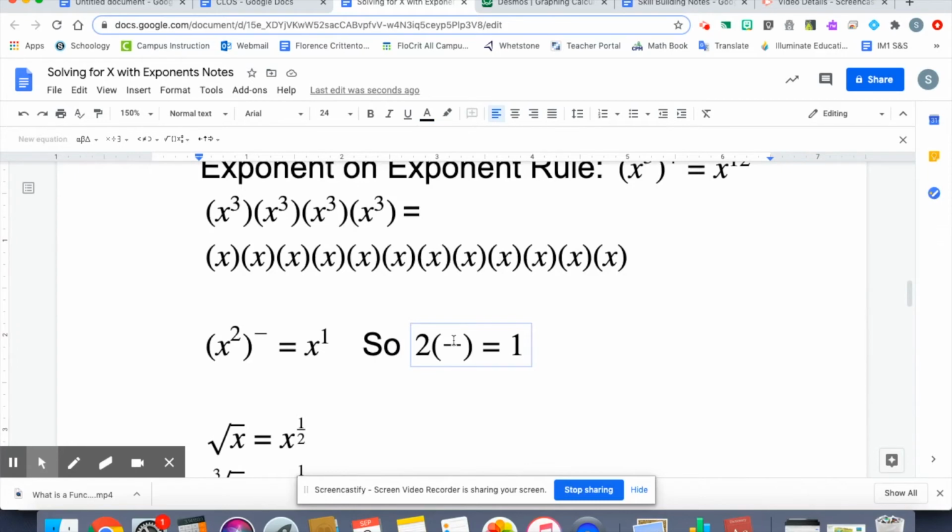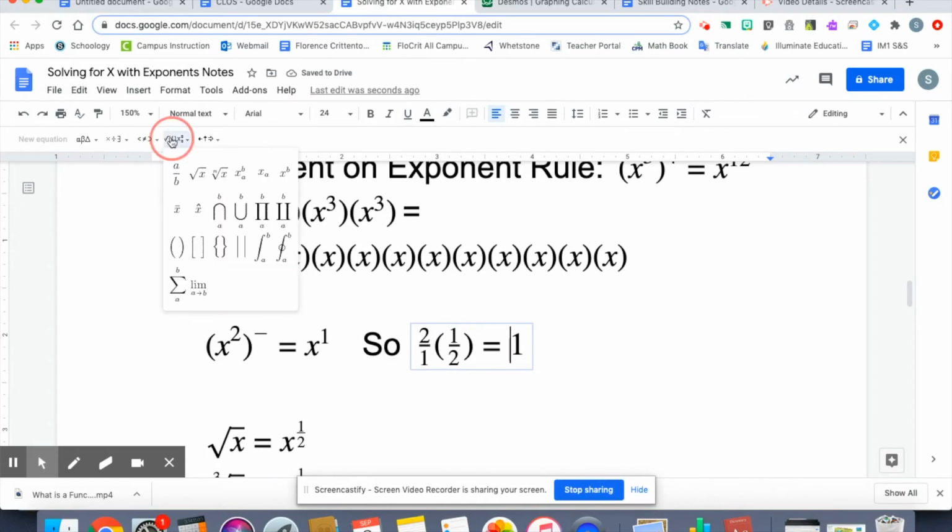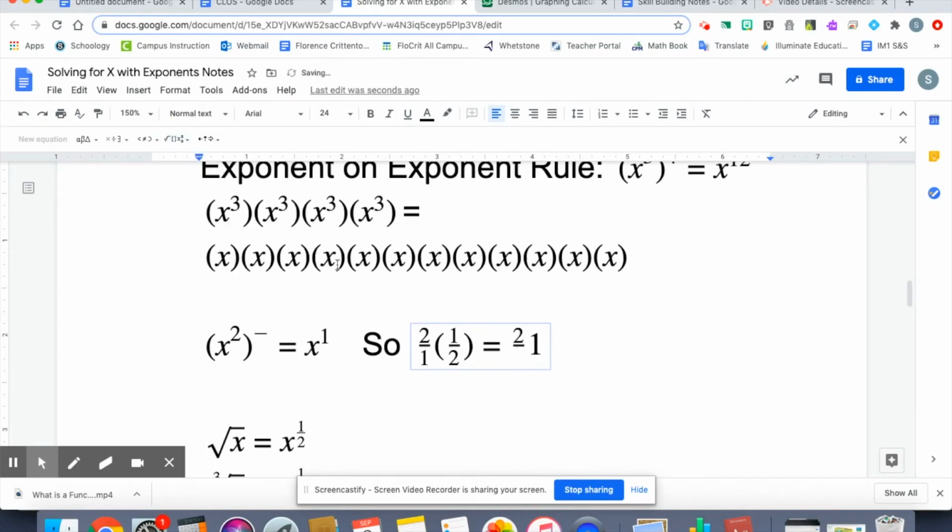So 2 times the fraction 1/2 is 1, because 2 is the same thing as 2 divided by 1, and then in the numerator, 2 times 1 would equal 2, and in the denominator, 1 times 2 would also equal 2, and then 2 divided by 2 is 1. Therefore, if I don't write this like this, it's just a 2. 2 times 1/2 is 1.